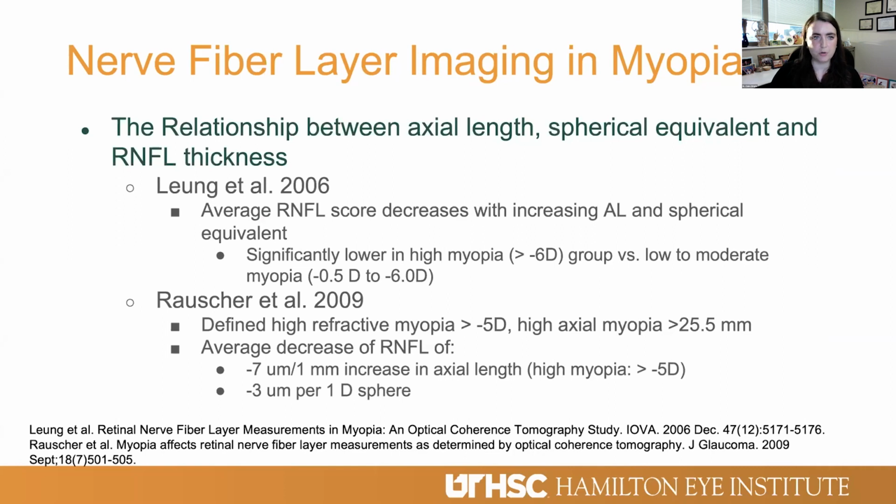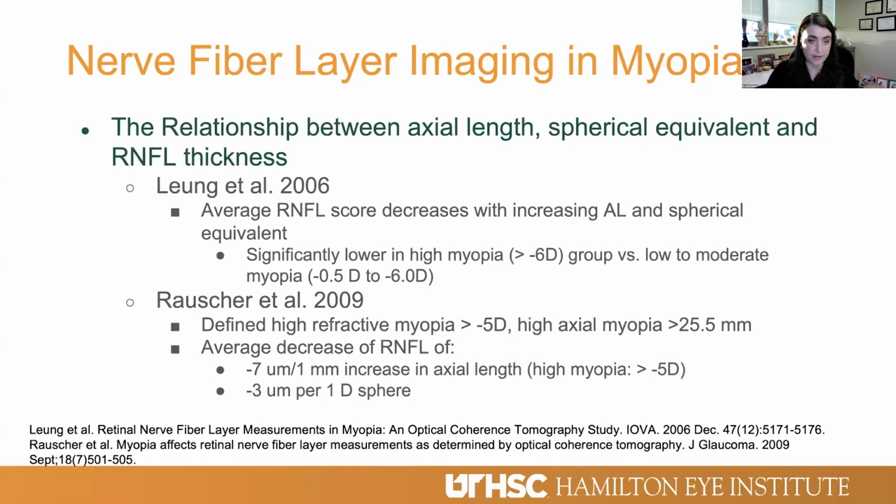So just to continue our discussion of nerve fiber layer imaging in myopia, this relationship between axial length, spherical equivalent, and nerve fiber layer thickness has been explored. In this 2006 study, these researchers found that the average RNFL score decreases with increasing axial length and spherical equivalent. And this RNFL score was significantly lower in high myopia versus low to moderate myopia.